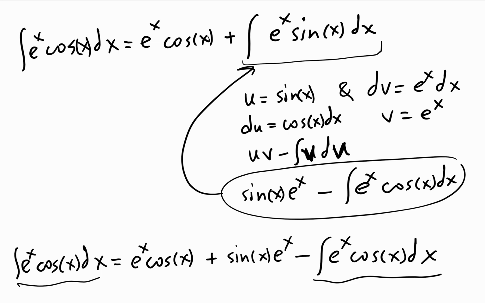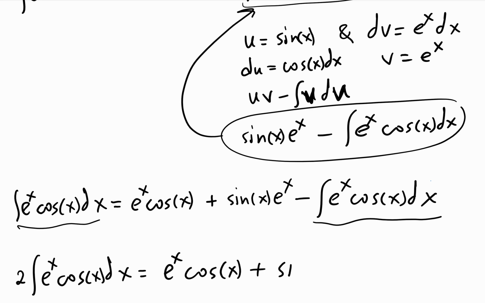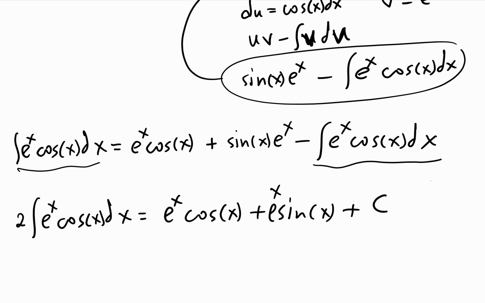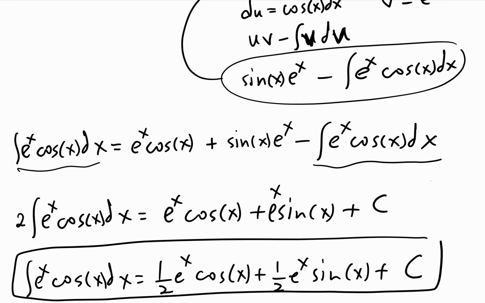So what I can do is add that to both sides to get two copies of the integral of e^x cosine x dx equals e^x cosine x plus e^x sine x. And then I'm solving for that one. You can put plus c. I'm solving for that integral, so I'm going to divide everything by 2. So the integral I'm looking for equals 1/2 e^x cosine x plus 1/2 e^x sine x plus c over 2, or c, it doesn't really matter, just as long as they're constant.